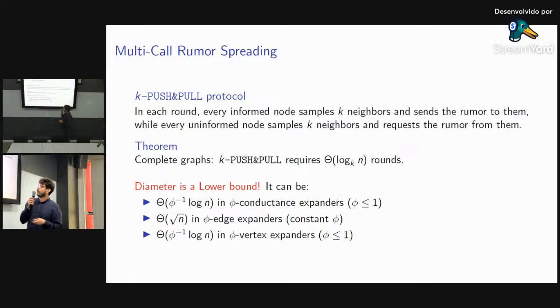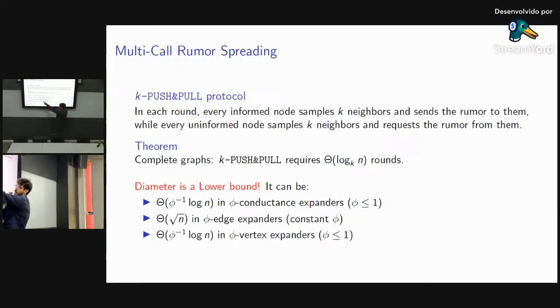And in particular, we know for this class of graphs how much the diameter is. In conductance expanders, the diameter can be log n over phi, so it's bigger than log n, which means that independently of the size of k, so the number of neighbors to which we spread or request the rumor from, the process cannot be faster than log n. So it cannot take constant time. So we discard this class of graphs, because the simple fact that the diameter on these graphs is log n over phi, and phi is smaller than 1, implies that the process cannot take sublogarithmic time, and in particular constant time, which is what we aim for.